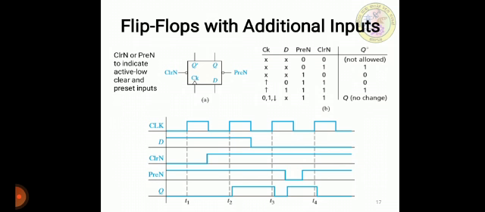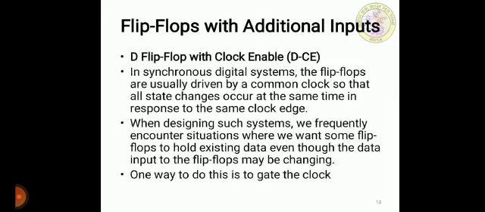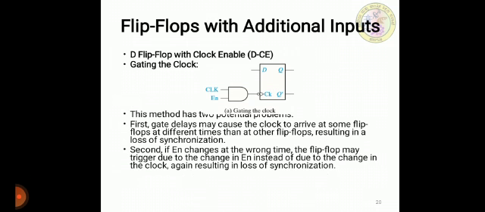One way to do this is to gate the clock. So here we can see the D flip-flop with a clock enable. This method has two problems. First, the gate delay may cause the clock to drive some flip-flops at different times than the others, resulting in a loss of synchronization. Second, if the enable changes at the wrong time, the flip-flop may trigger due to the change in the enable instead of the change in the clock, again resulting in a loss of synchronization.